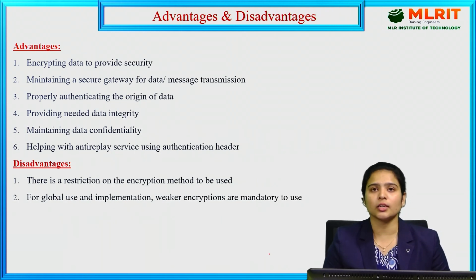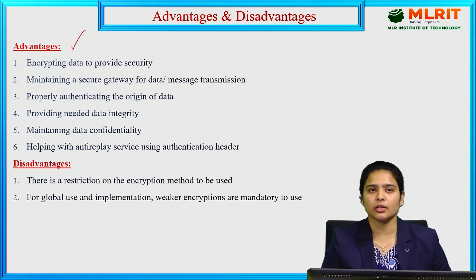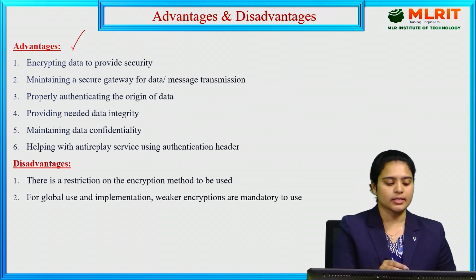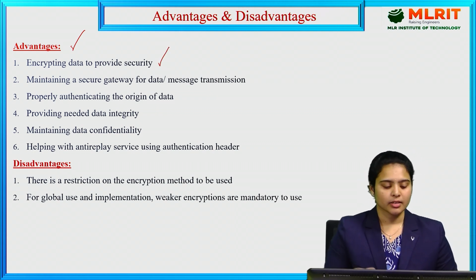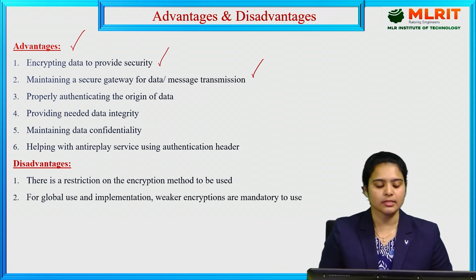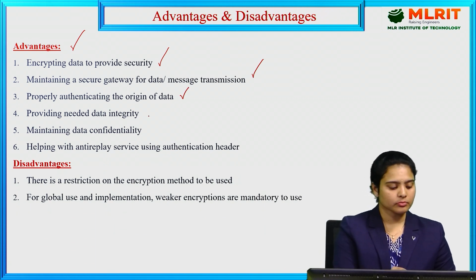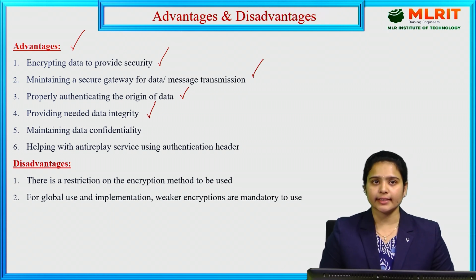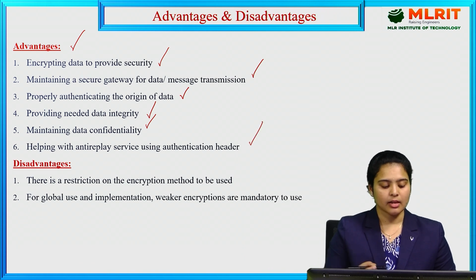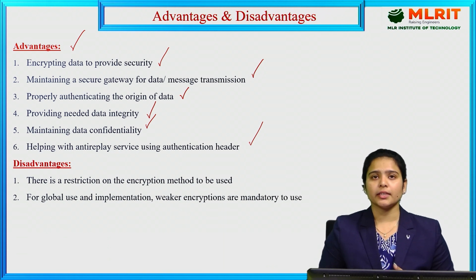Next, what are the advantages of ESP? The encapsulating security payload mainly provides security. It maintains a secure gateway for data transmission or message transmission, and it authenticates the origin of the data. It provides the needed data integrity, and it maintains data confidentiality also. Next, it helps with anti-replay services by using the authentication header. So the advantages are nothing but the main purpose of the ESP.